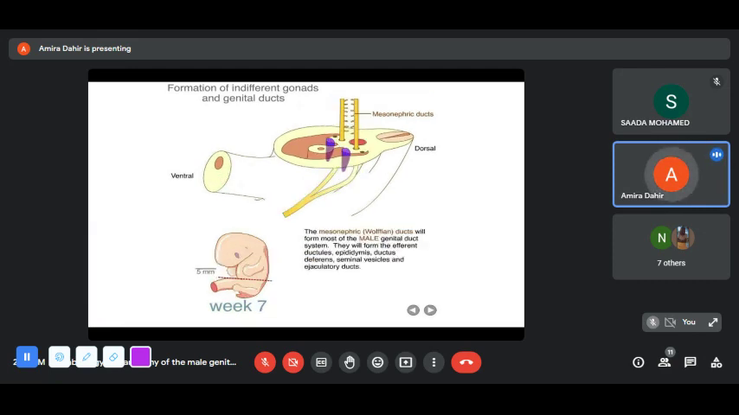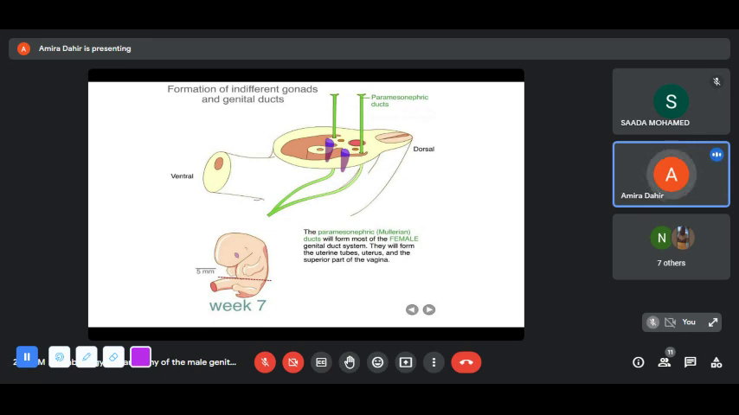So the mesonephric, also known as the Wolffian duct system, will form most of the male genital duct system. And this will be composed of efferent ductules, epididymis, ductus deferens, seminal vesicles, and ejaculatory ducts. The paramesonephric or Mullerian ducts will form most of the female genital duct system, and they will form the uterine tubes, uterus, and the superior part of the vagina.